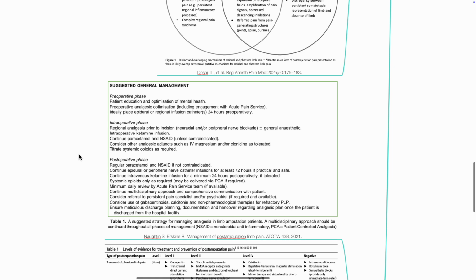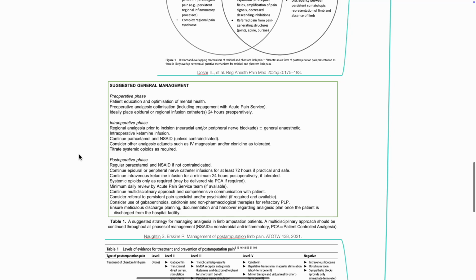Intraoperative: regional analgesia prior to incision, with or without general anesthesia. Intraoperative ketamine infusion. Paracetamol and NSAIDs unless contraindicated. Other analgesic adjuncts such as IV magnesium and/or clonidine as tolerated. Titrate systemic opioids as required.